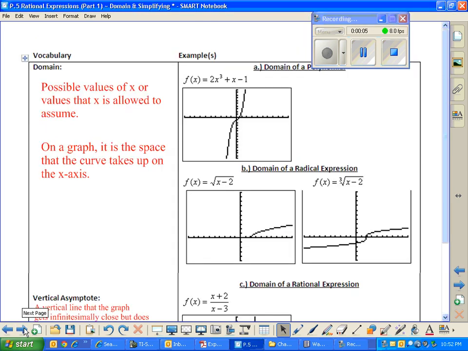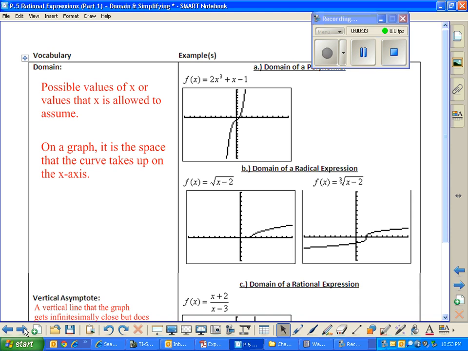By definition, you could look at domain in a couple of different ways. Official textbook definition: possible values of, Eddie said it, X. Possible values of X. Or you could say that they are values that X can assume. Possible values of X. That's a very algebraic definition.